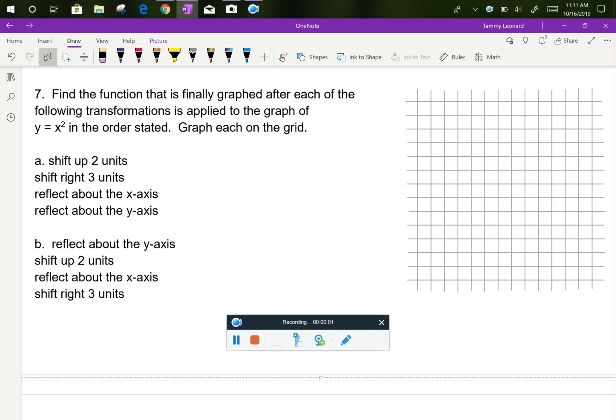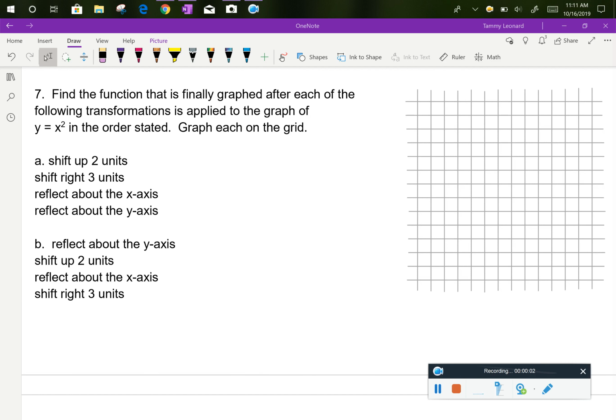So looking at number 7 on your notes, this is where we left off the other day. It says, find the function that is finally graphed after each of the following transformations is applied to the graph of y equals x squared in the order stated, and then graph it on the grid. So I start with the parent y equals x squared. Good? Okay. And then I'm going to shift up 2 units.